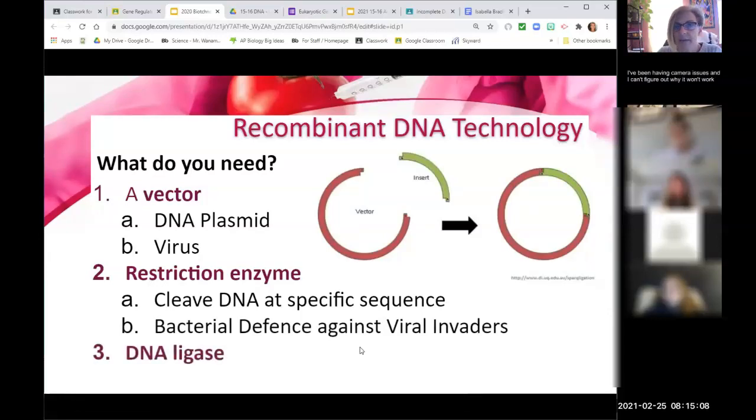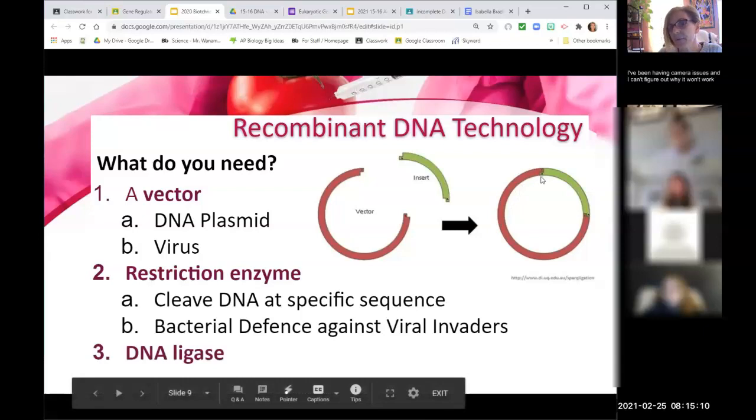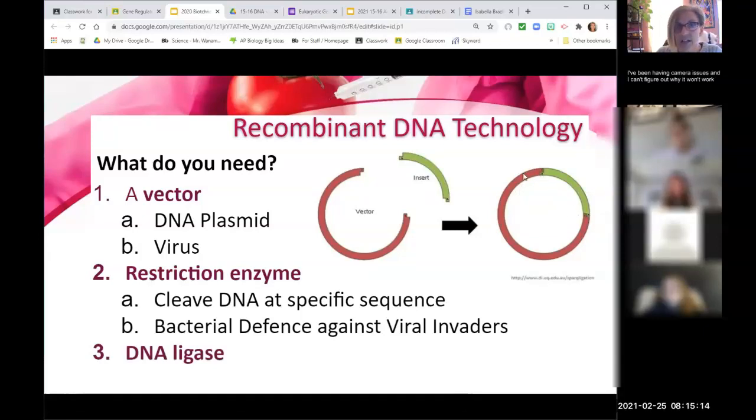We also need the enzyme ligase. Ligase, you'll remember, seals the gap, right? We talked about that with the lagging strand of DNA. So, knowing how DNA replicates, we're able to take pieces and parts of that process and use that in this recombination technology. So we use the restriction enzyme to cut it and the ligase to glue it back together.